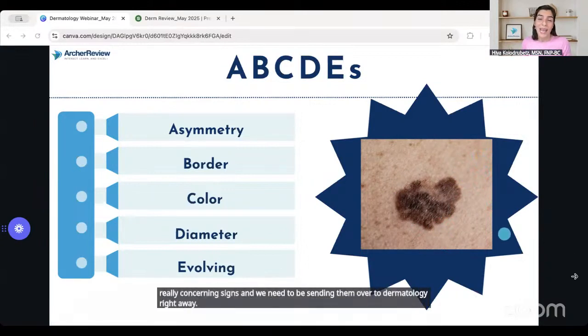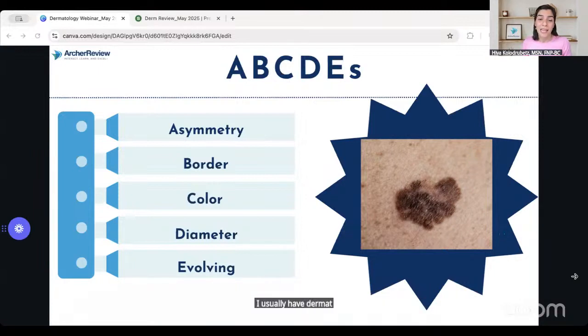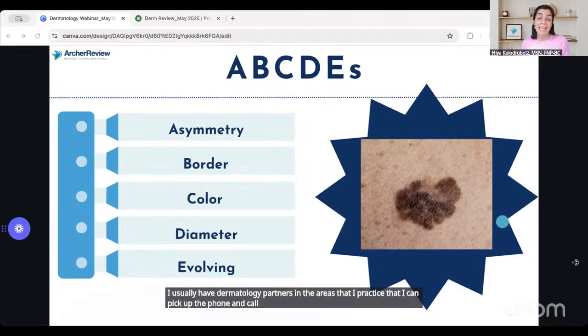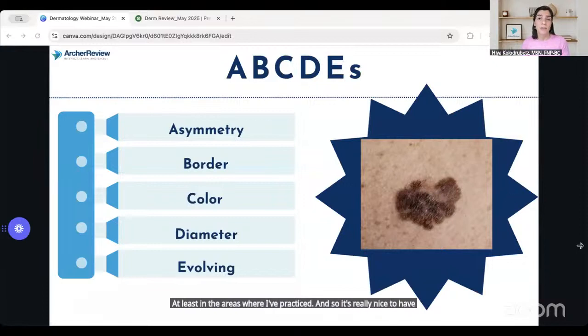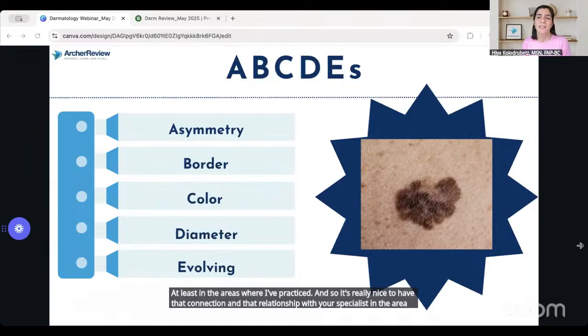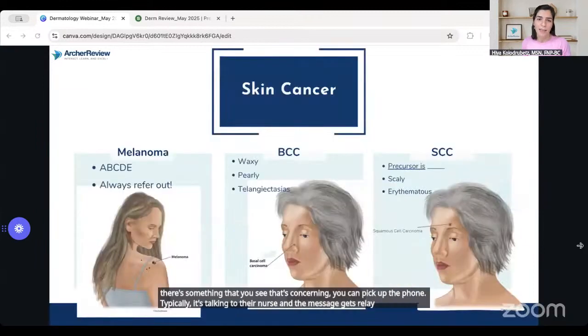I usually have dermatology partners in the areas that I practice that I can pick up the phone and call and say, hey, can you get this patient in? Because with dermatology, the wait is at least 6 months, at least in the areas where I've practiced. So it's really nice to have that connection and relationship with your specialist in the area. So when there's something concerning, you can pick up the phone. Typically, it's talking to their nurse and the message gets relayed, but that's still better than just sending a fax over and they're waiting 6 months.